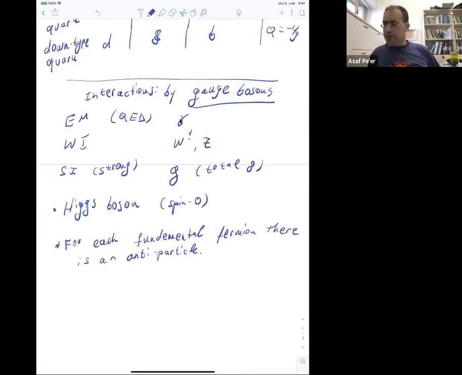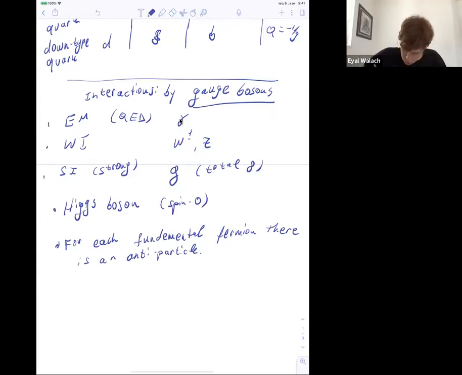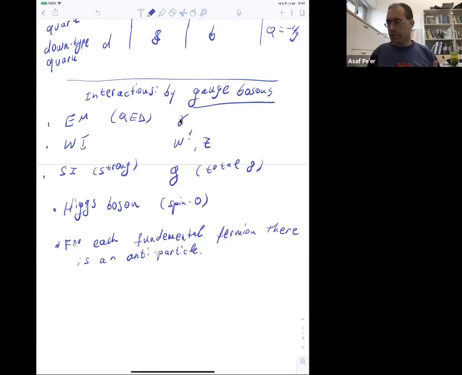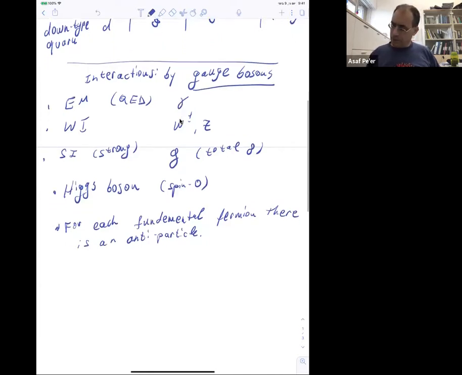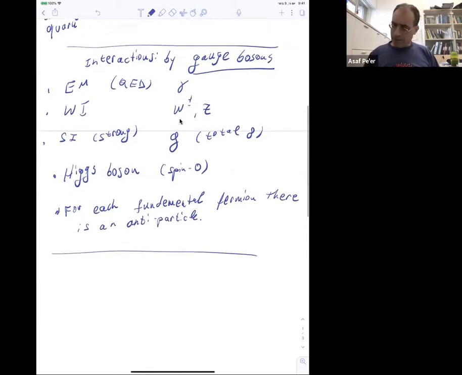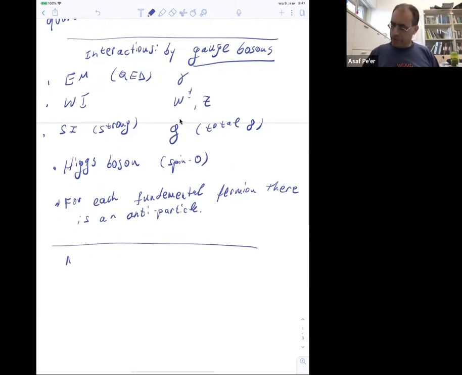Now, the fermions. We have the 3 basic forces: electromagnetic, weak, and strong. But not all the fermions are capable of interacting via all the 3 interactions. So all of the fermions interact via the weak interactions.